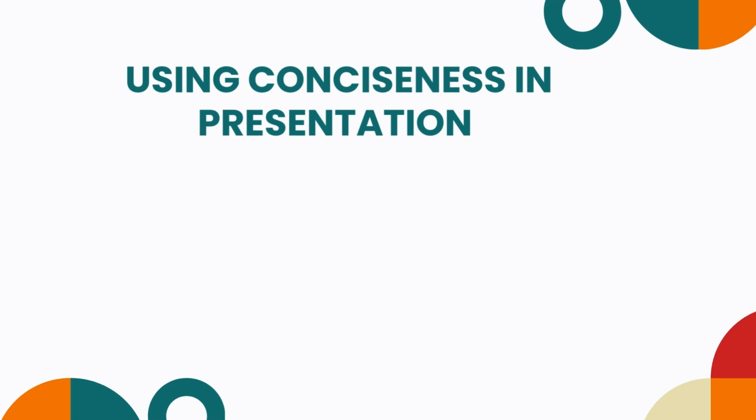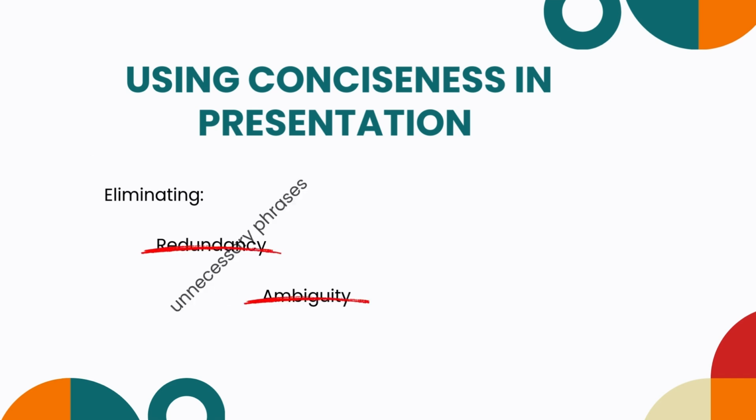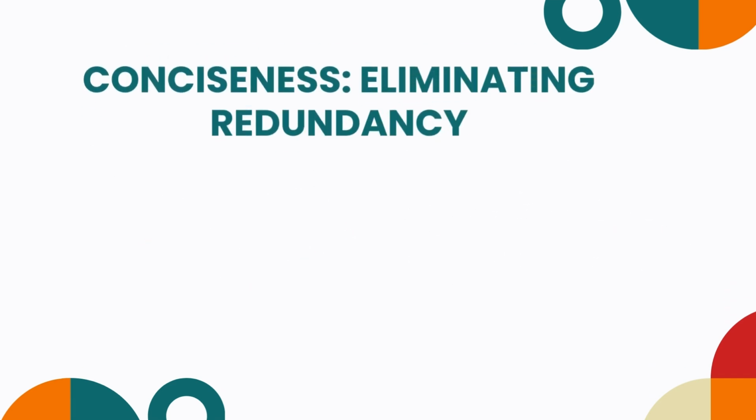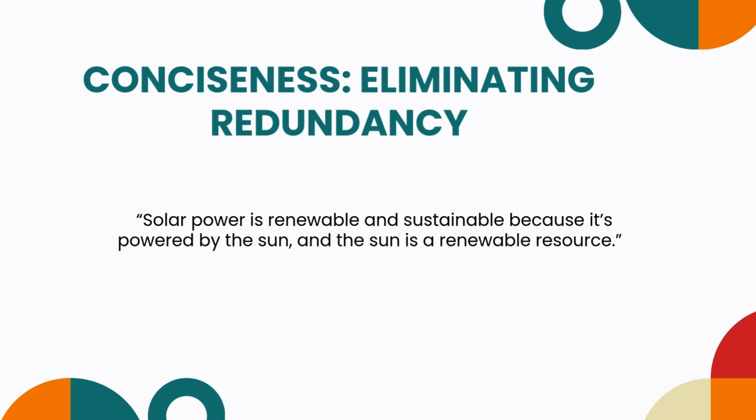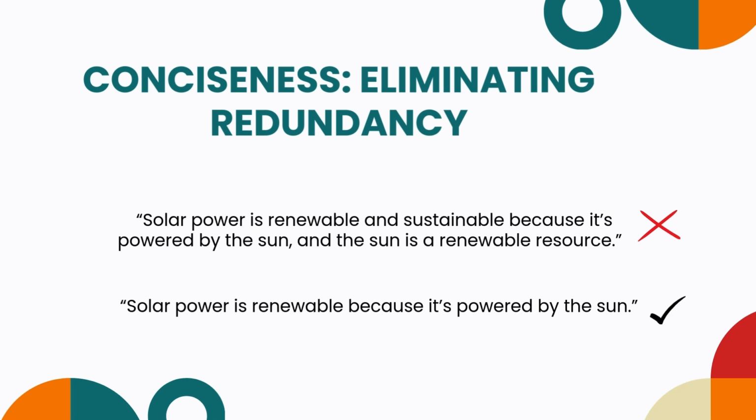Using conciseness in presentation. Ali should now focus on conciseness. In a presentation, it is essential to get to the point quickly and clearly. This means eliminating redundancy, ambiguity, and unnecessary phrases. First, eliminating redundancy. Ali should avoid saying the same thing more than once. For example, instead of saying solar power is renewable and sustainable because it's powered by the sun, and the sun is a renewable resource, he can simply say solar power is renewable because it's powered by the sun.